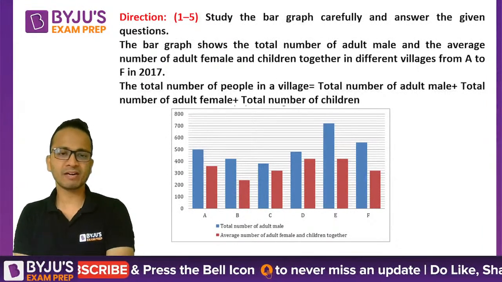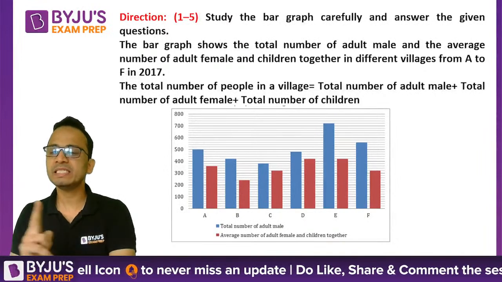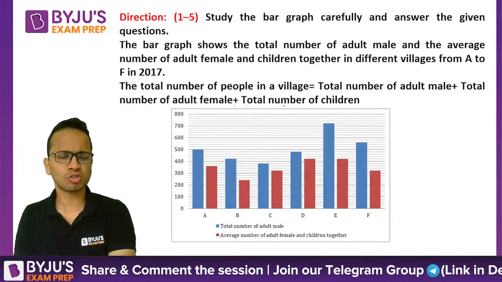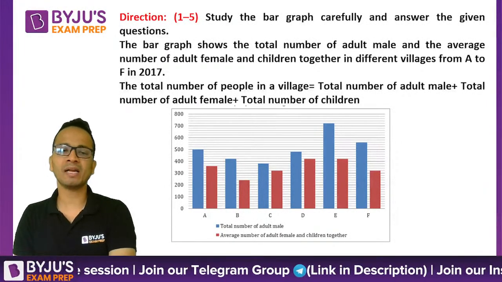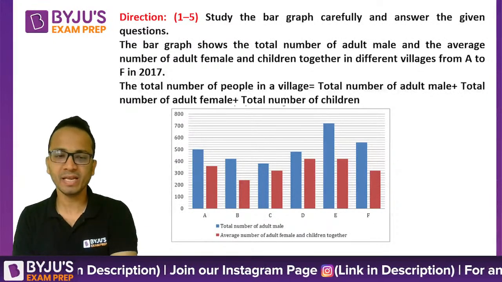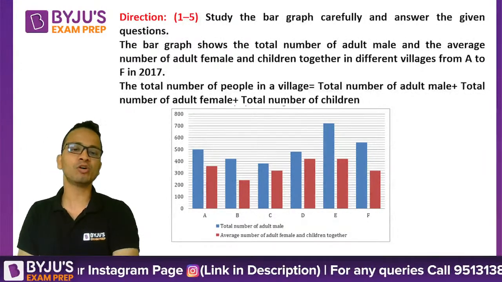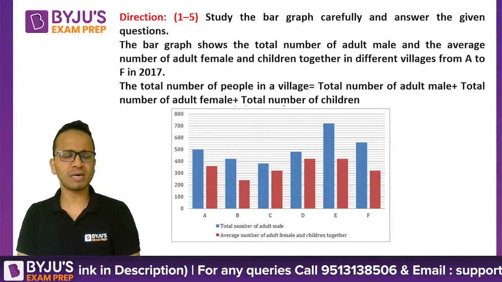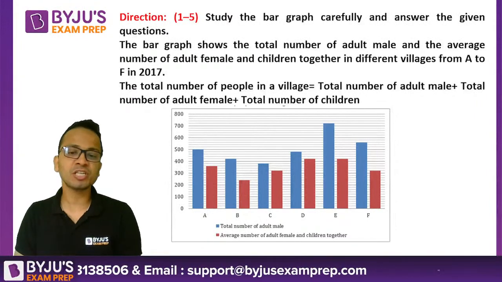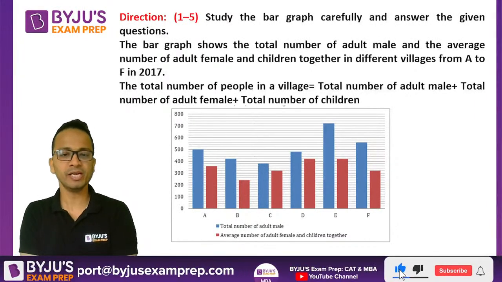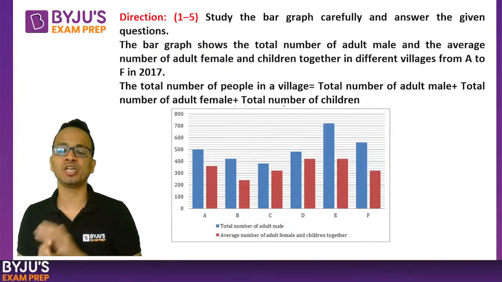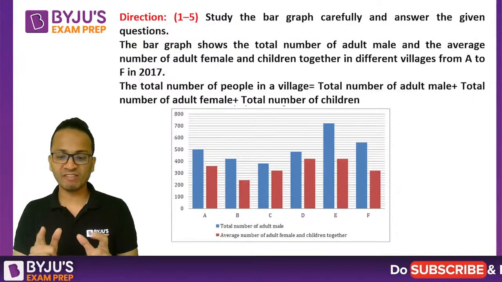Now in the bar graph given below, for every village A, B, C, D, E, F, there are two bars drawn, a bar in blue color and a bar in red color. The bar in blue color gives you the total number of adult male, so you can pick up the number of adult males directly from this bar. In the red color they have given you the average number of adult female and children together. So the red bar is the average of adult female and children together. This is what you have to be very careful about.